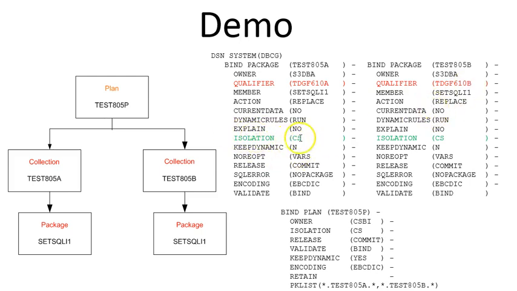Oftentimes it's to use different isolation levels. Maybe during the day you want to use isolation cursor stability, and during the night you want to use isolation RR or UR, giving you different locking levels. In any case, the same package in both collections, managed by the value of the current package set special register.